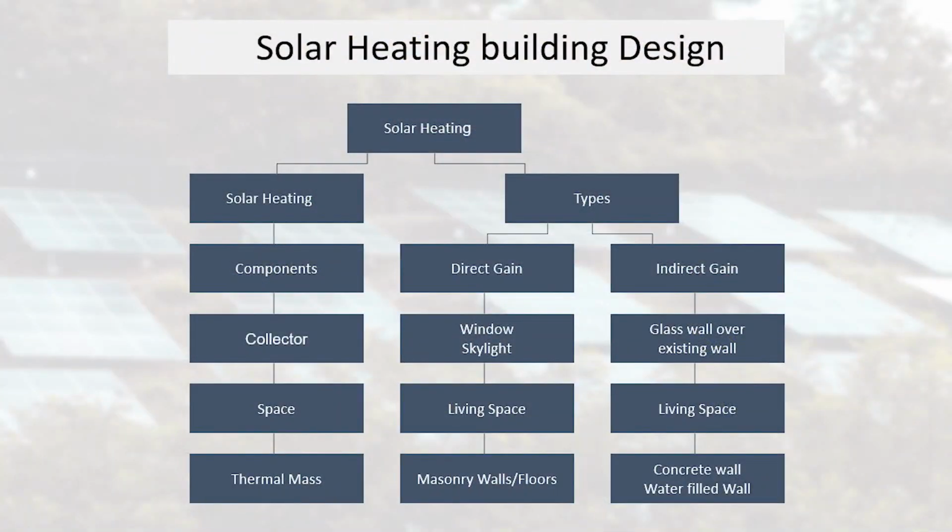If I talk about solar heating only, there are some elements of solar heating: the collector, space and thermal mass. We will discuss this later on in this lecture.